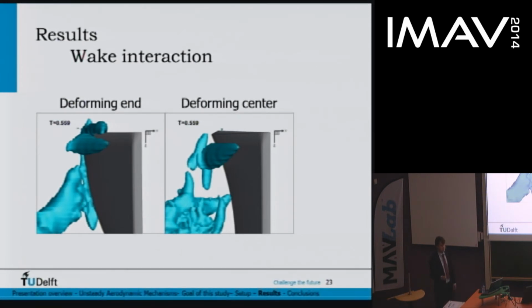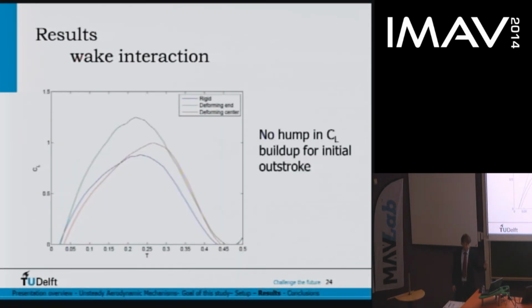Now, just to be sure that indeed interaction between the previously shed wake and the new vortex is responsible for this hump, we check the initial stroke, because of course if you have the first stroke, then there's no previously shed vortex, so there shouldn't be any hump. And indeed, looking at the lift during an initial stroke, we don't see any humps. So indeed we can say this hump in the lift buildup is caused by the interaction between the new leading edge vortex and the previously shed vortex.